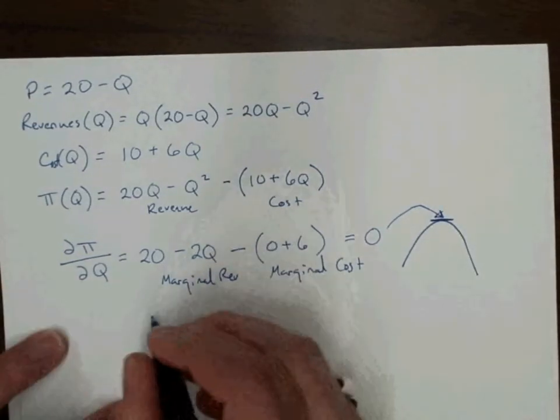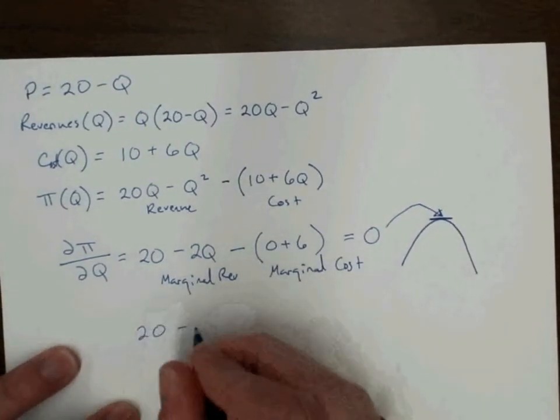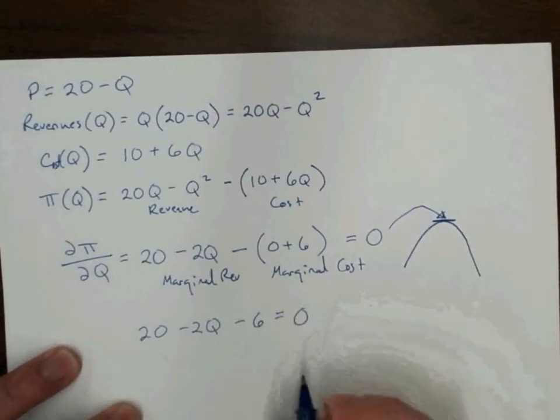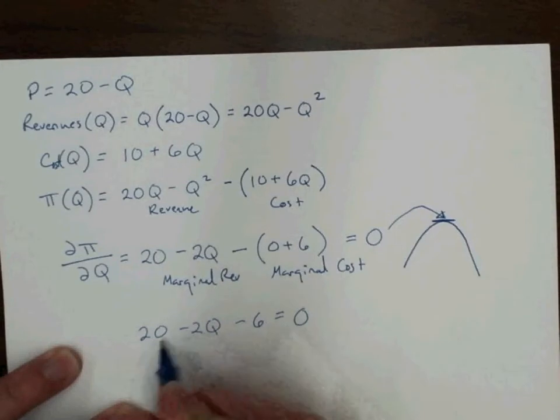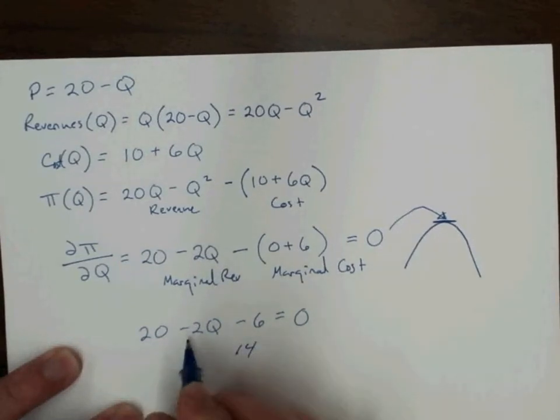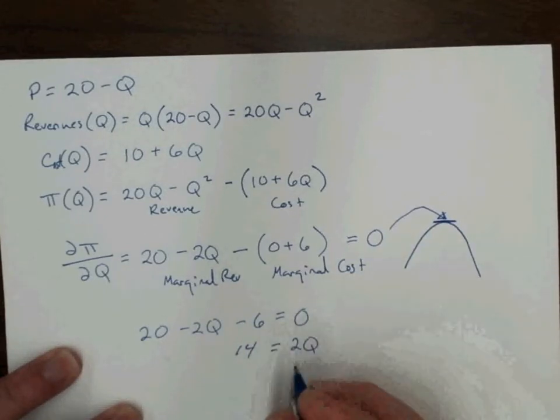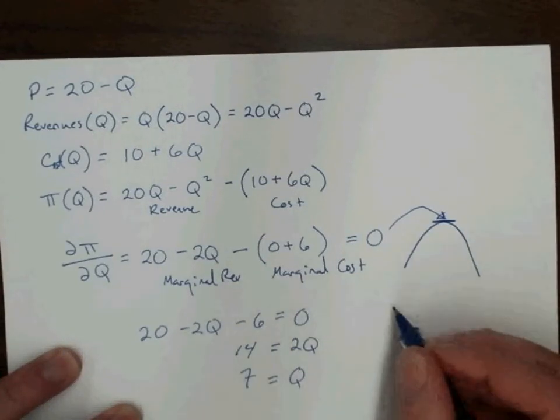All right? So go back here. We have 20 minus 2Q minus 6 equals 0. We're going to take 20 minus 6 equals 14. I'm going to take this minus 2Q, bring it over to the other side and make it 2Q. Divide both sides by 2, and we're given Q equals 7.